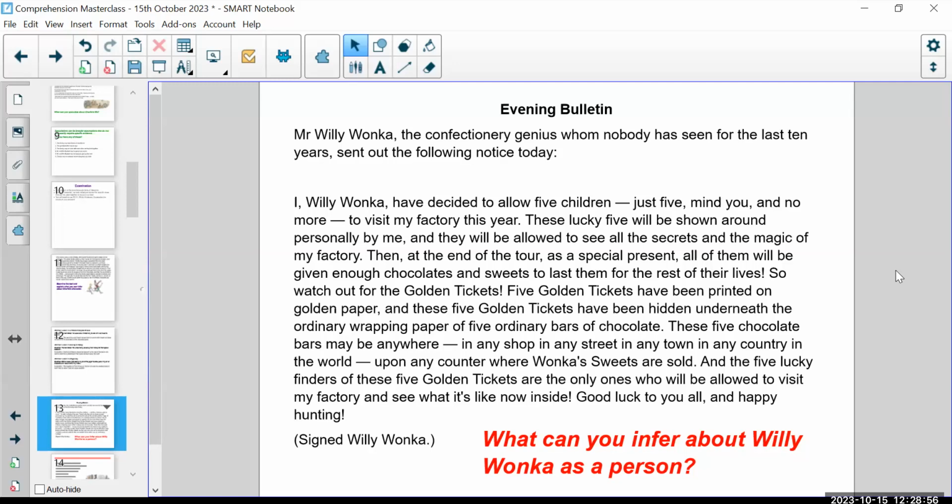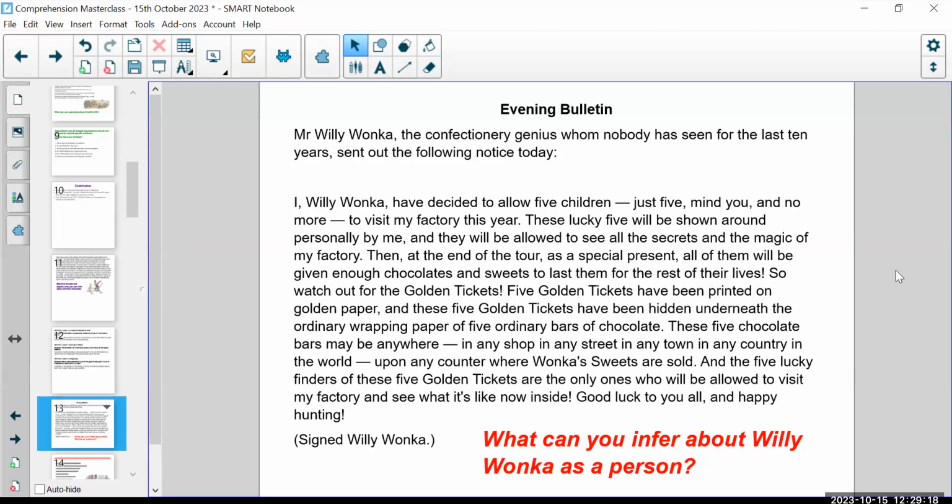Then, at the end of the tour, as a special present, all of them will be given enough chocolates and sweets to last them for the rest of their lives. So watch out for the golden tickets. Five golden tickets have been printed on golden paper, and these five golden tickets have been hidden underneath the ordinary wrapping paper of five ordinary bars of chocolate.